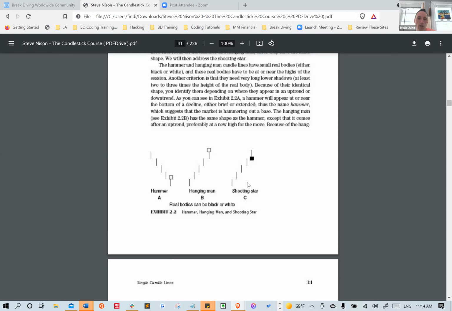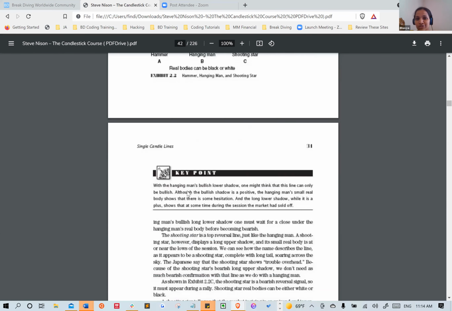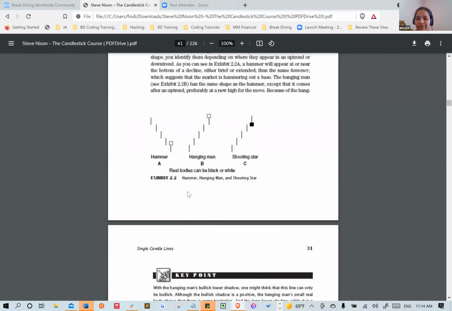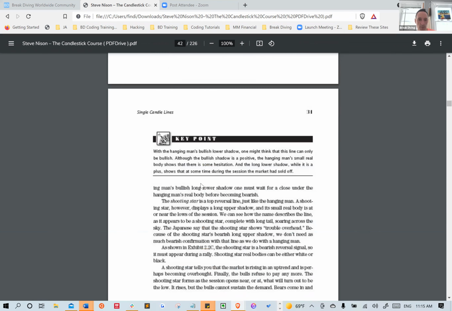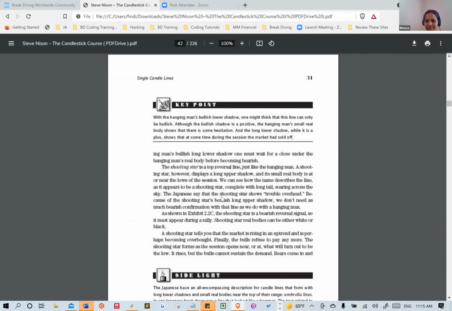Now, can you have a shooting star at the bottom of a downtrend? That comes with a morning star, so that's a different topic. We'll talk about that later.